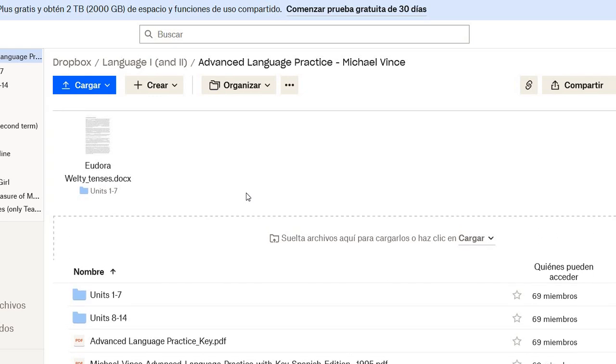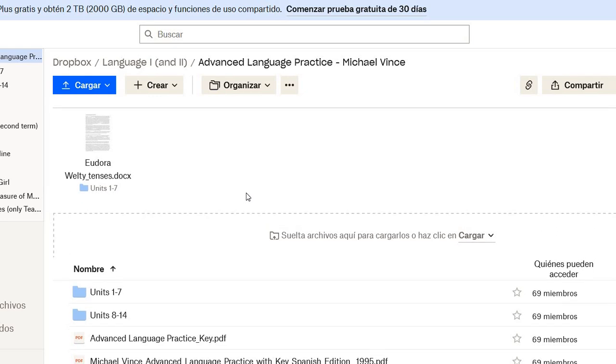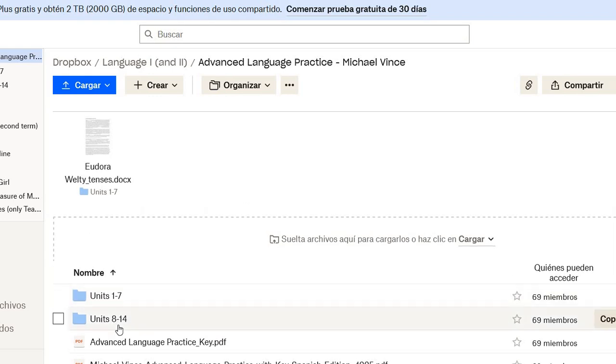And then here you will find also, well, here also is just the book, and yes, just the book, right? Now remember that we'll be covering units 8 to 14 in the next term. And remember I told you these are a bit more difficult, right?